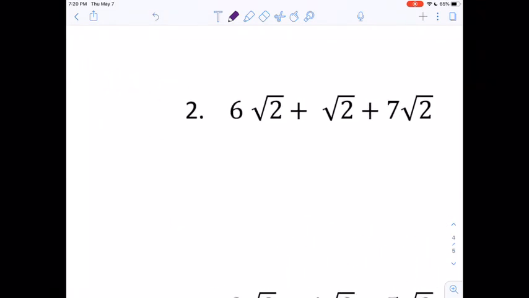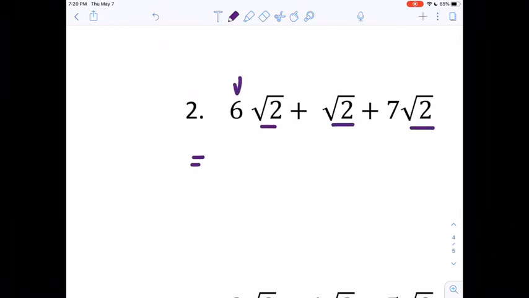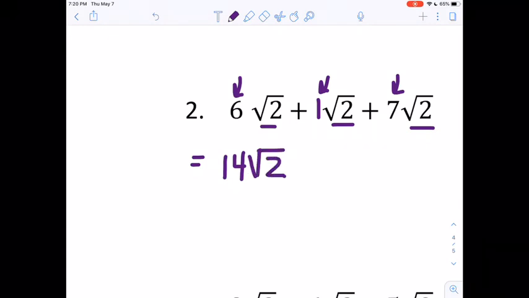So in number 2, these are all the same, so I can combine all of the coefficients, the numbers in the front. Remember, there's an invisible 1 there, so I'm going to do 6 plus 1 plus 7, that's 14, and the square root of 2 is going to remain unchanged.